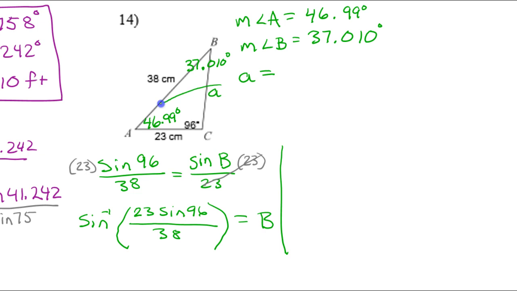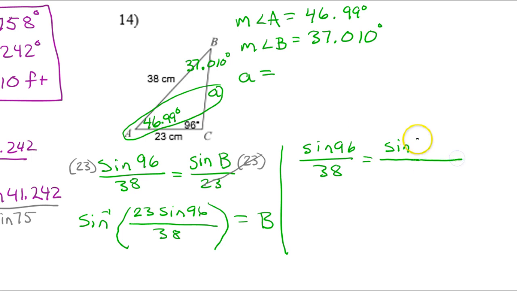Okay, side A is right here, so I'm going to take the same ratio that I started with last time, which is sine 96 over 38. Okay, because we definitely had that pair. But this time, I'm going to set that equal to the sine of 46.99 over A, the opposite side.